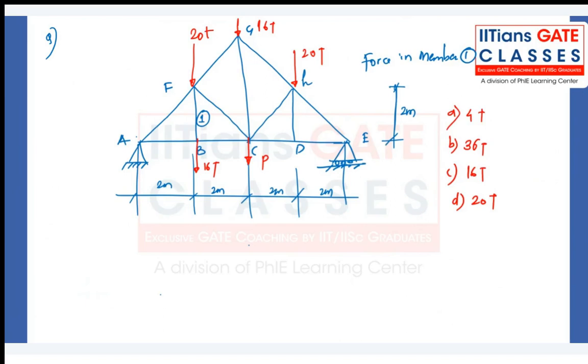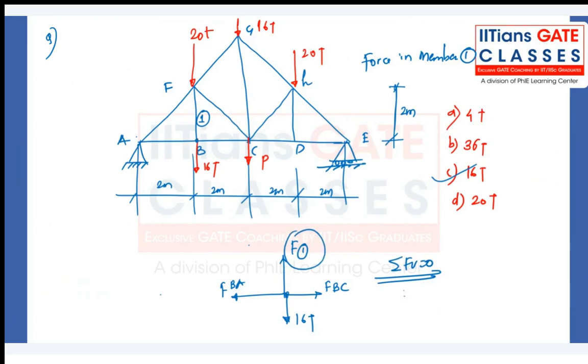What is the force in the member 1? Very simple question. Yeah, 16 ton, correct. Because if you take a free body diagram of joint B, FBC, 16 ton acting downward, FBA, and we have force in member 1, right? So summation of all vertical forces equal to 0. It means force in member 1 has to be equal to 16 ton. That's all. Clear? Are you following?